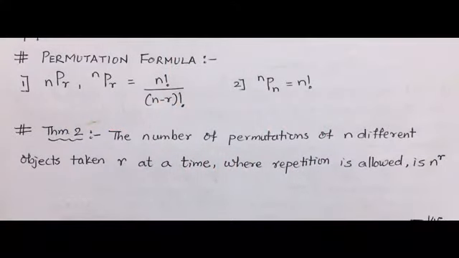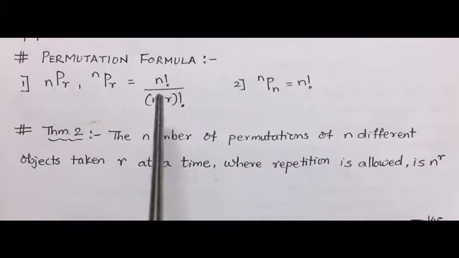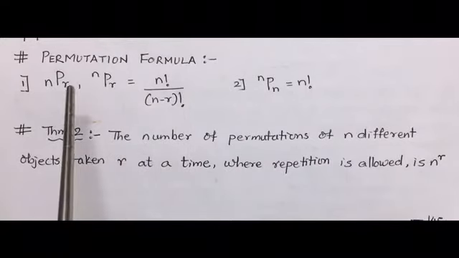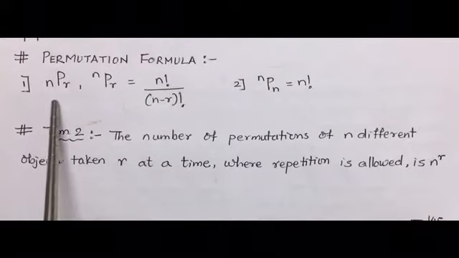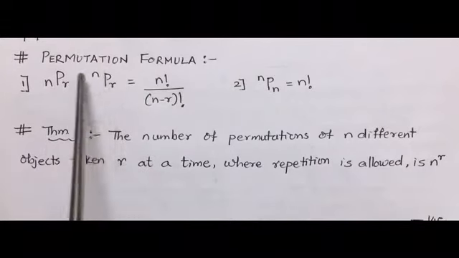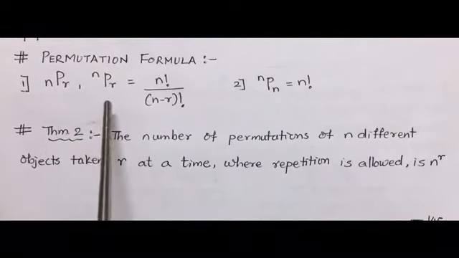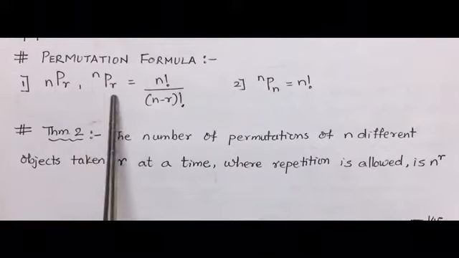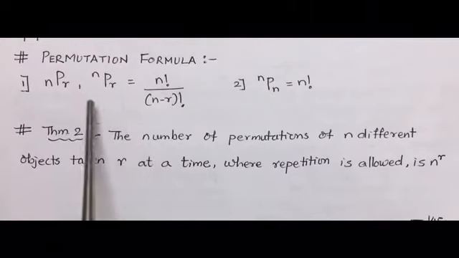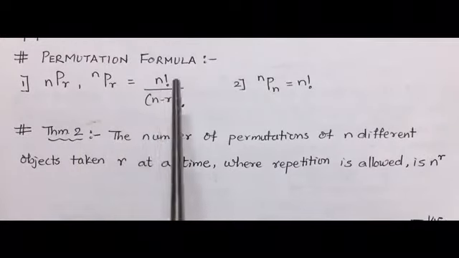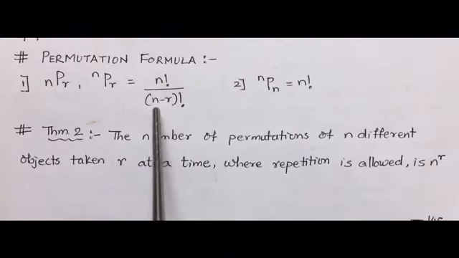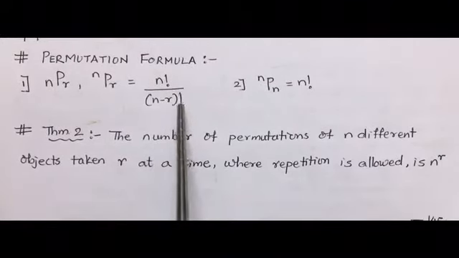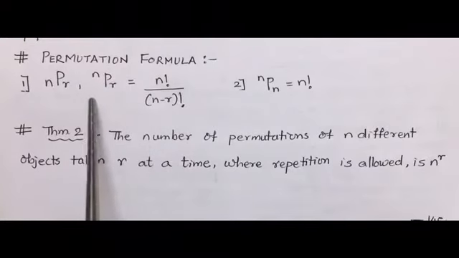Chapter 7, Permutations and Combinations. The topic is the permutation formula today. The formula of permutation is nPr, or it can be represented as nPr by shifting the position of n, but n will always remain before P. The formula is n factorial upon n minus r factorial. This is the formula for permutations.